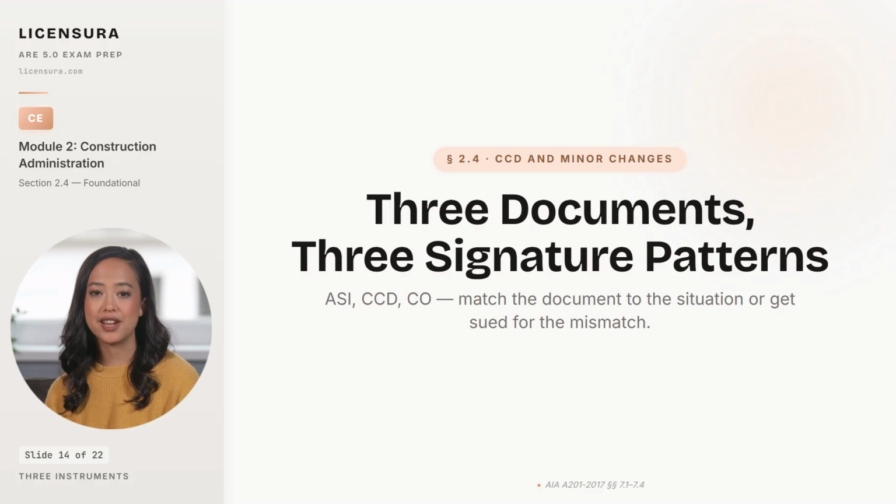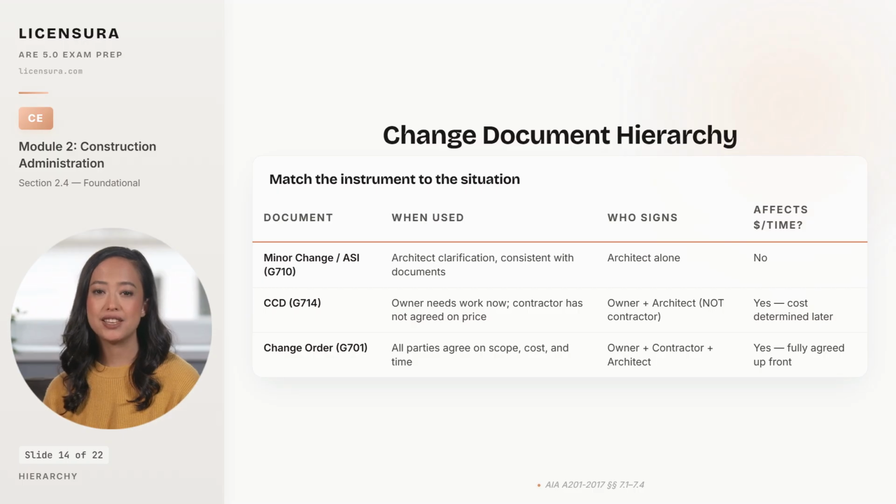The side-by-side reads cleanly once the 4 columns are visible. Situation, signatures, cost and time impact, and when each one applies. Walk the 3 rows side by side and the differences become obvious. The minor change, issued on AIA G710 as an ASI, is used when the architect needs to clarify something consistent with the existing documents. No cost change, no time change, architect signature alone.